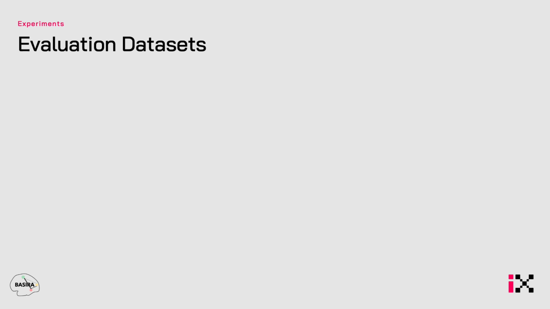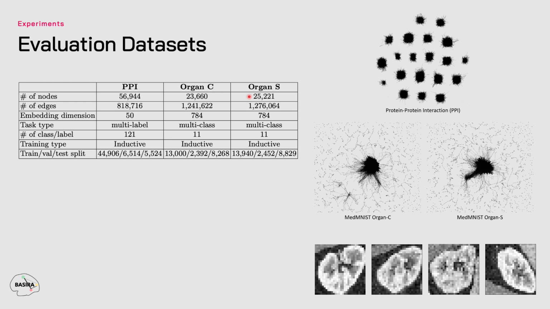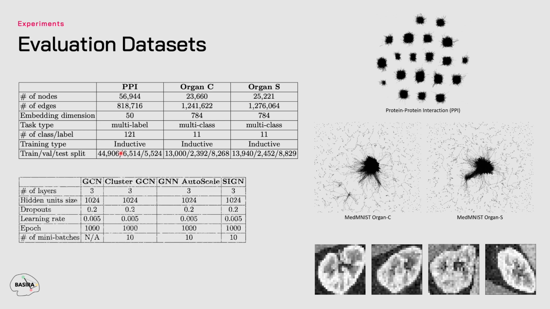And moving on to experiments, we evaluate our method using the PPI dataset and then the MedMNIST organ datasets. PPI is the protein-protein interaction dataset, while the MedMNIST organ is image graphs of liver tumors. The hyperparameters used in the experiments are as follows. And here, layers and hidden units are set sufficiently high in order to mimic heavy and resource-intensive GNN training and to show the impact of our method.